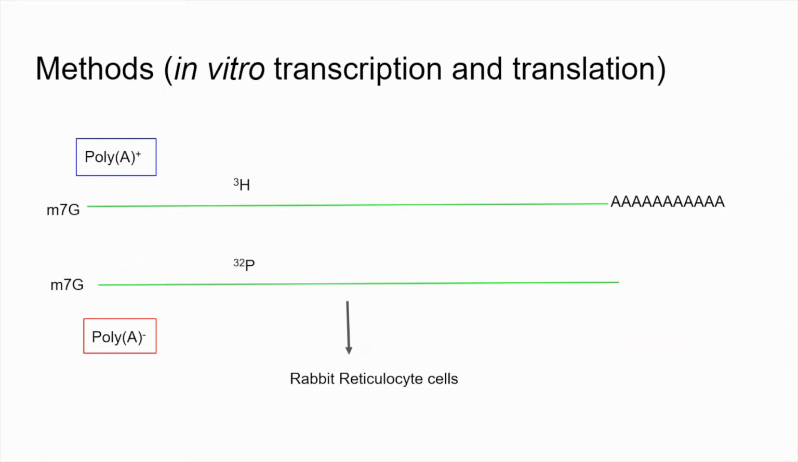And they synthesized mRNA both without a poly-A tail, and this was radiolabeled with 32 phosphorus, and denoted in our figure by poly-A minus. They also synthesized mRNA with a poly-A tail. This is denoted as poly-A plus, and it was given a radiolabel of tritium. Both variants of mRNA have a 5' cap, and both variants were added in equal concentration to a rabbit reticulocyte extract, which simply allows for translation machinery to act upon these mRNAs.